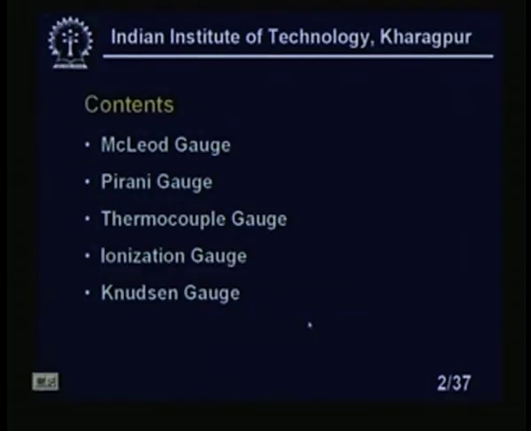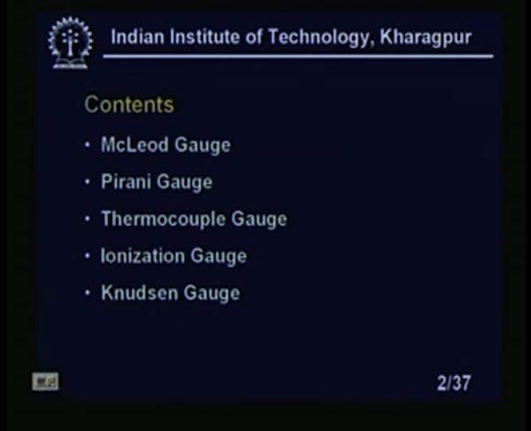These pressure gauges have different applications as well as different ranges of pressure measurement. It all lies between 1 torr and 10 to the power minus 10 or 10 to the minus 12 torr. Torr means 1 millimeter of Hg. What the different units of pressure measurement are, we will discuss after some time.